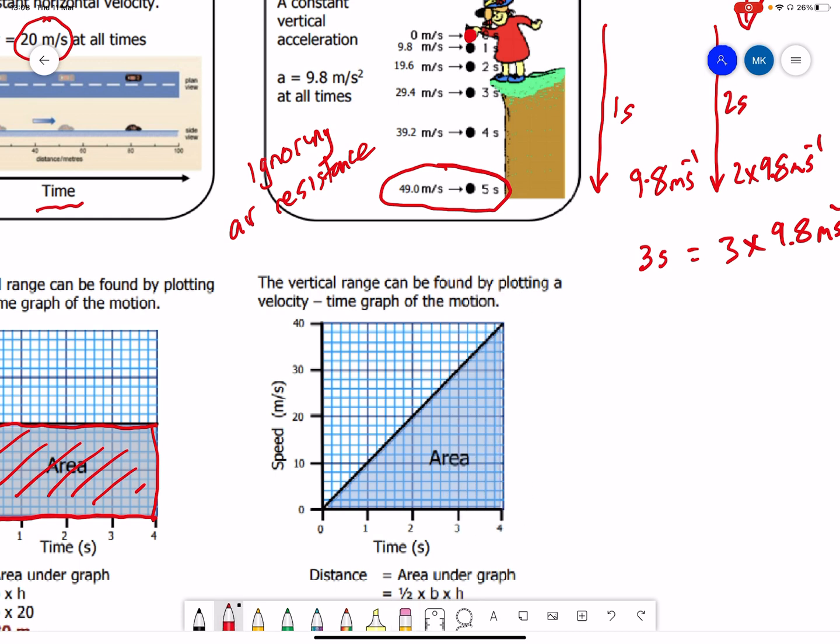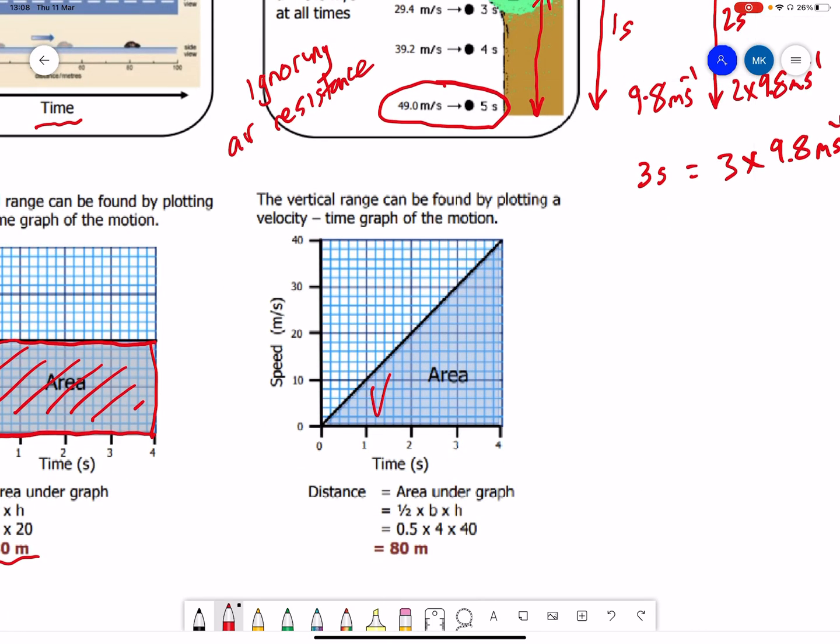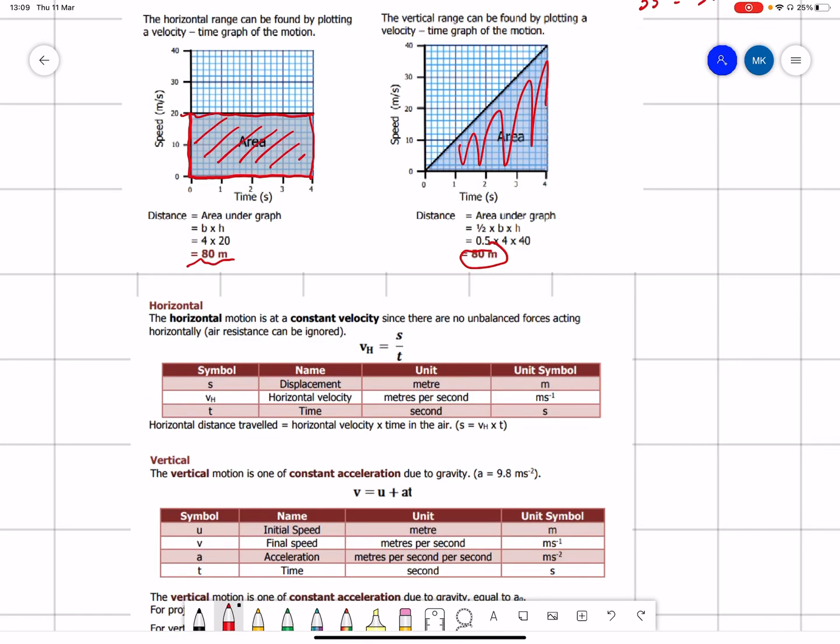So again, if we want to calculate the area that's covered, if you wanted to calculate the height of that cliff, and all you're given is the time, and you know gravity is 9.8, you can calculate the height of that hill by doing half the area under the graph, a half times base times height. So here it would be a half times 4 times 40, 80 meters.